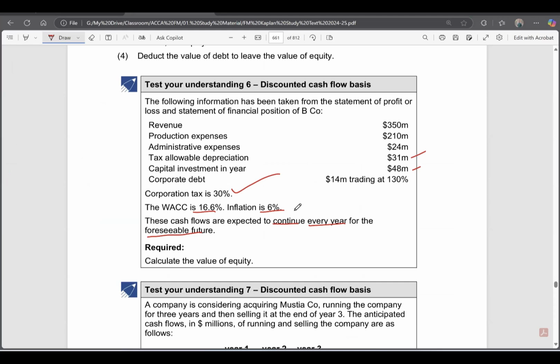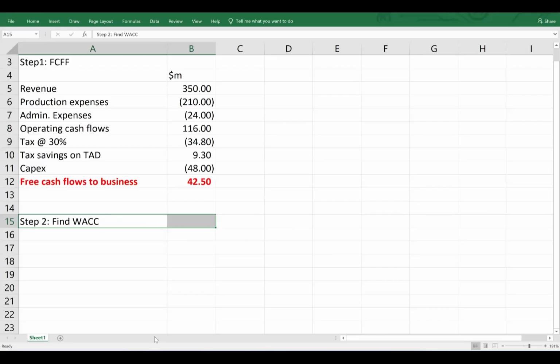He wants us to use the Fisher formula to find the real WACC, the real cost of capital. Remember, if nominal WACC or nominal cost of capital is given, then using Fisher we can convert it into real. So WACC is given, but it's nominal WACC, right? So how can we find the real WACC? I can show working here, by the way.